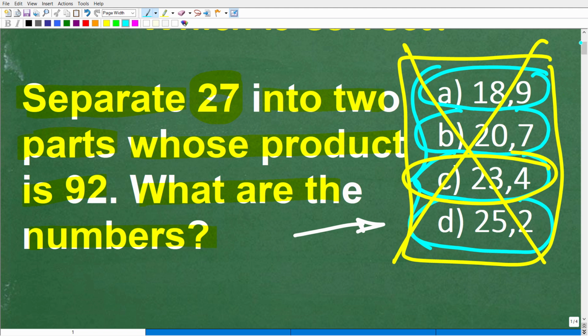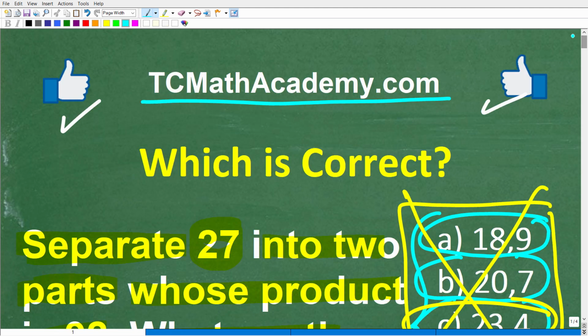But hopefully, this particular problem was interesting. And if you got this right, that's fantastic. And if you didn't get this right, but you learned something, well, that's fantastic as well.